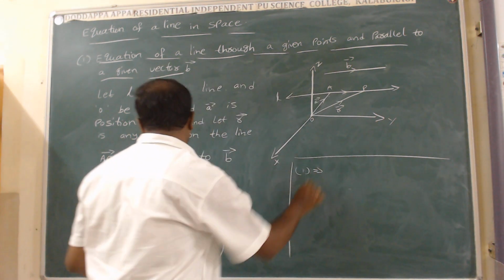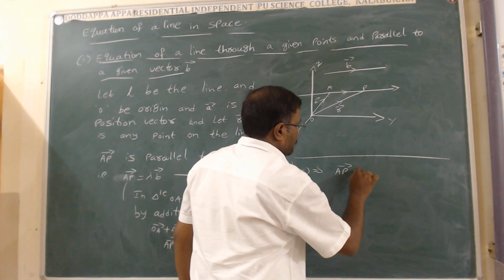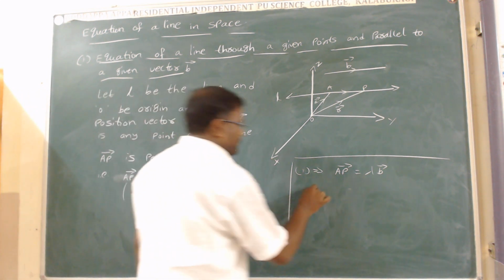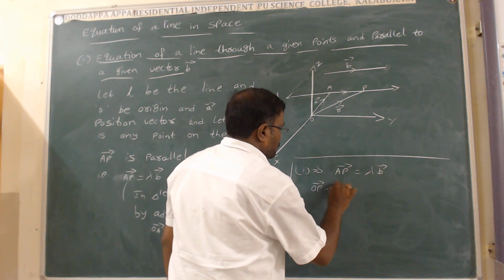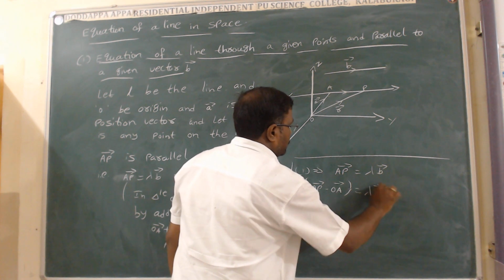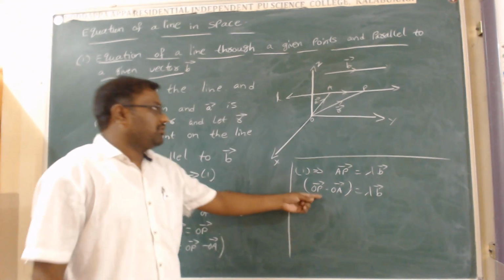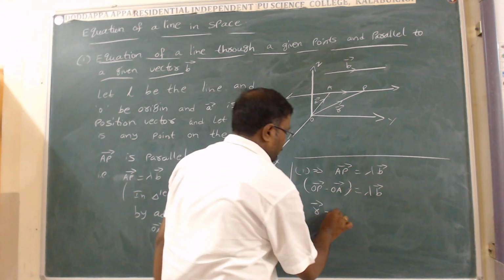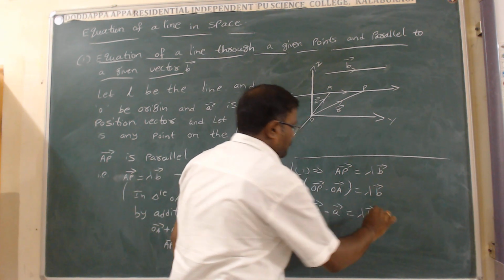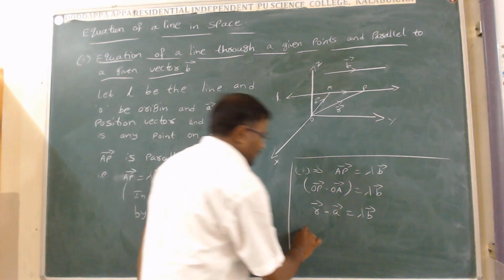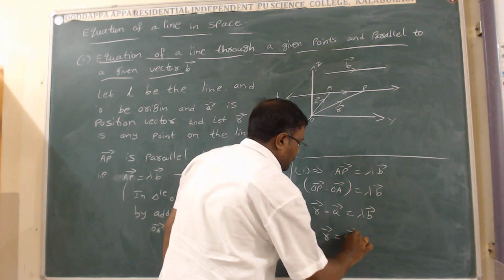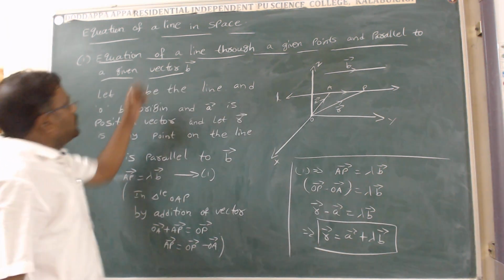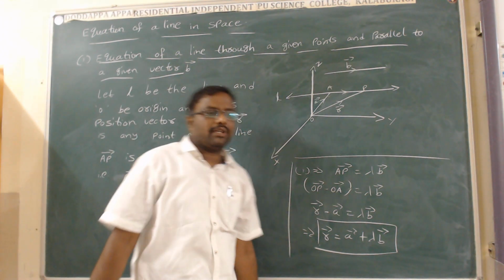That is, equation 1: AP vector is equal to lambda of vector B. But AP vector means OP vector minus OA vector, equal to lambda of vector B. But we know that OP vector means vector R and OA vector means vector A, so vector R minus vector A is equal to lambda of vector B. This implies vector R is equal to vector A plus lambda of vector B. This is the vector equation of a line through the given point and parallel to the vector B.